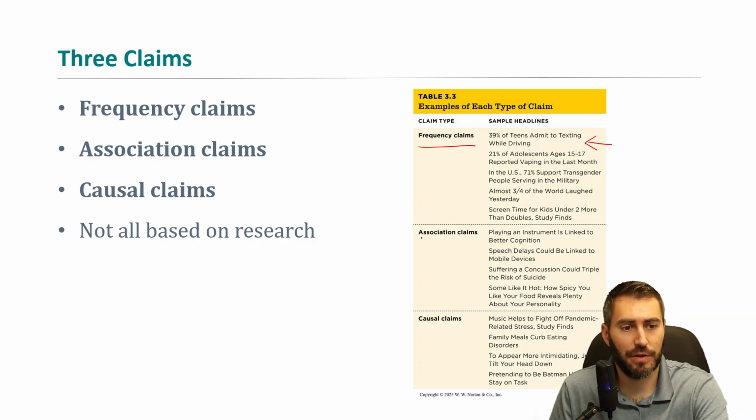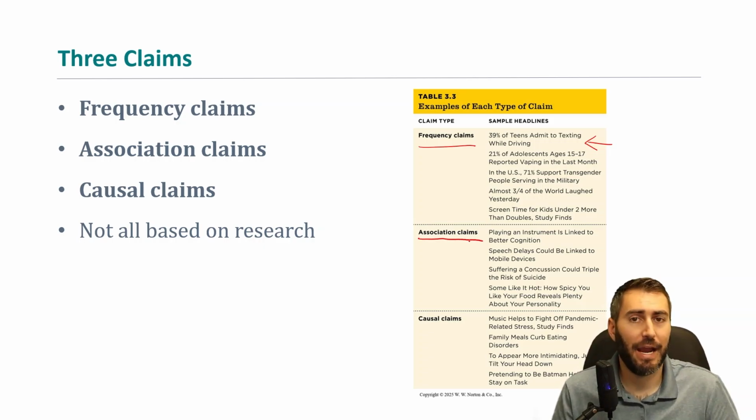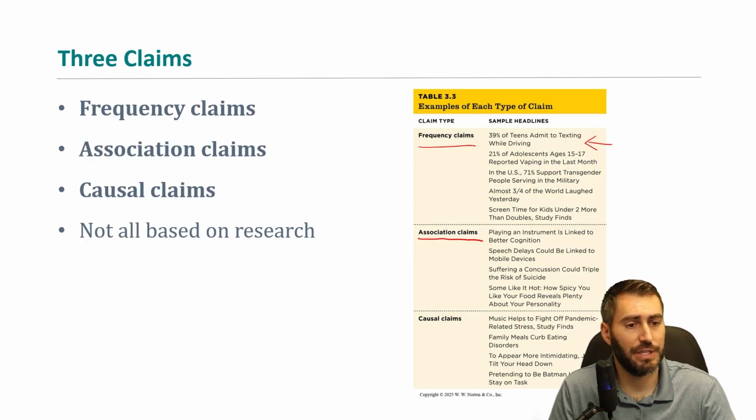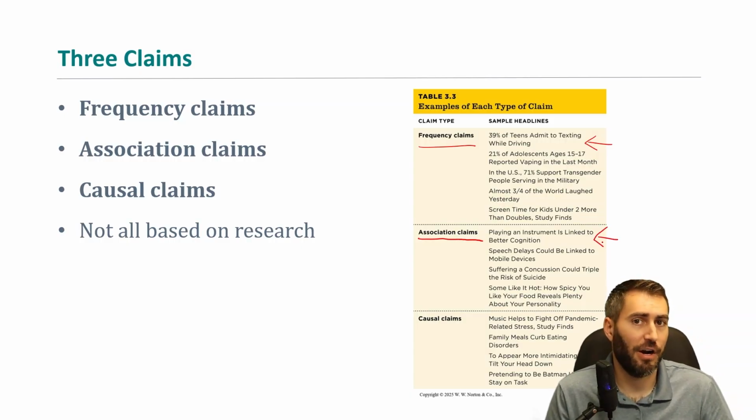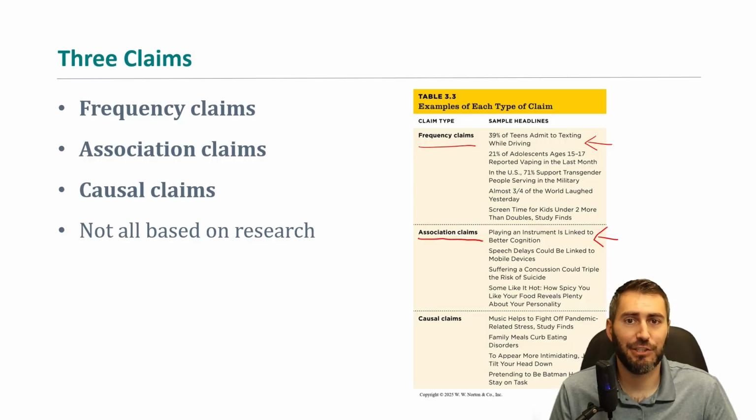We are just measuring the frequency, how often something is occurring. Association claims, on the other hand, are now looking at pairs of observations, or looking at the association or the pairing of multiple different things in the environment. Usually these come from things like correlations, which we'll see, but maybe an example here is, say, playing an instrument is linked to better cognition. That's an association between playing the instrument and cognition, and we've drawn some kind of association between those two things.